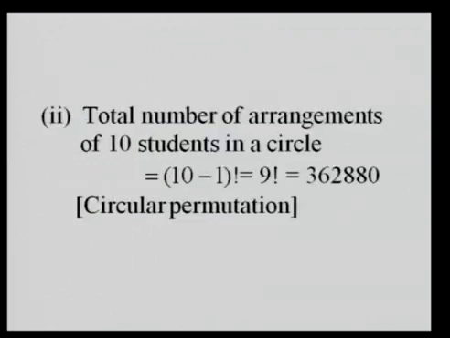Now if we come to circular permutations, we have already seen the general formula. If we want to arrange n things around a round table, then the total number of ways is n minus 1 factorial. Here the value of n is 10, so 10 students can be arranged around a circle in factorial 10 minus 1, that is 9 factorial, and 9 factorial comes out to 3,62,880. Here we have fewer arrangements compared to the linear permutations.